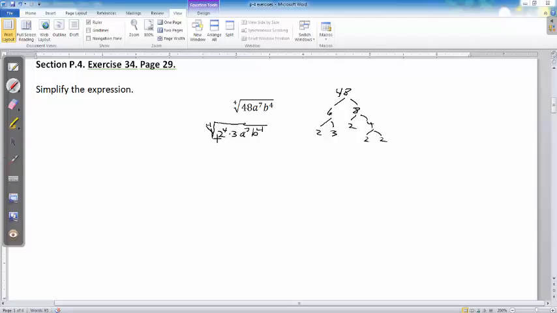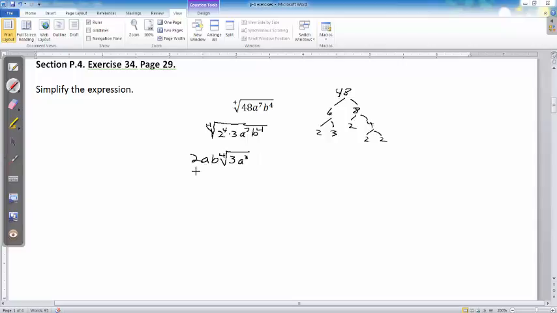So 4 divides into 4 once, so I get to bring out a 2. It divides in evenly, so I don't need to leave any inside. So there's no 2's left. The 3, I can't bring any out. I've got to leave the 3 there. 4 divides into 7 once, so I get to bring out an A with a remainder of 3, so that means I have to leave 3 A's inside. 4 divides into 4 once, I get to bring out a B. Divides in evenly, so there's no B's left.